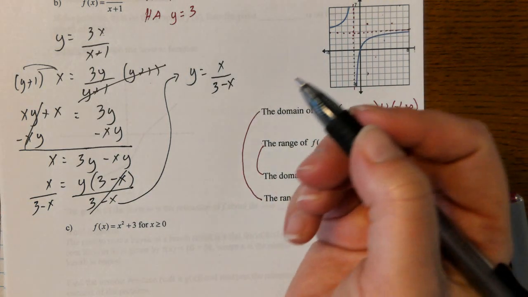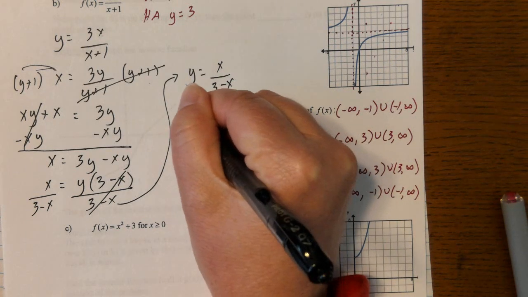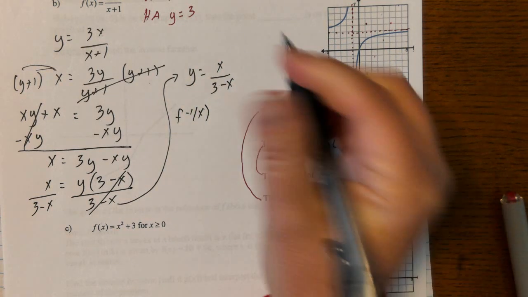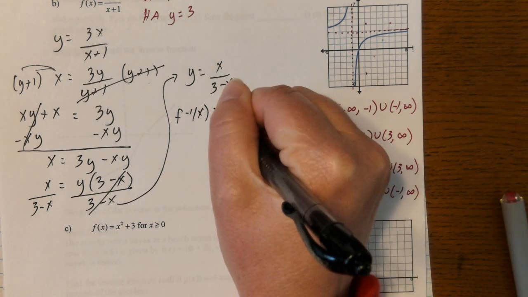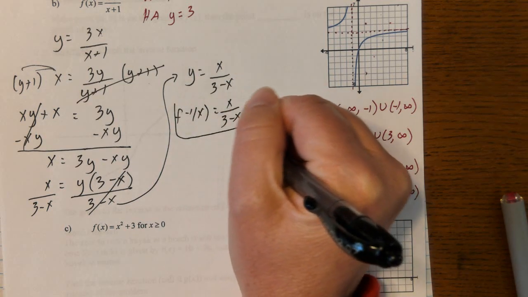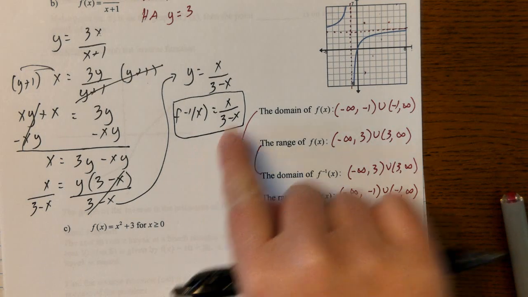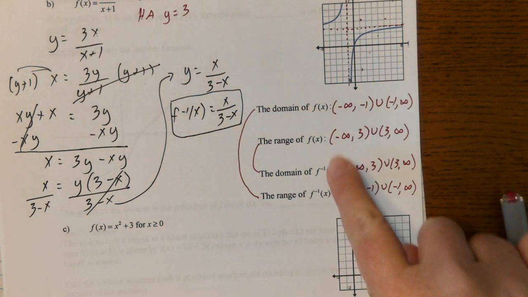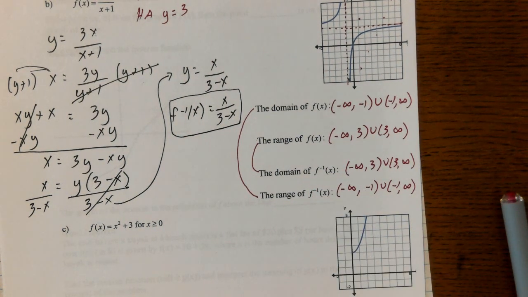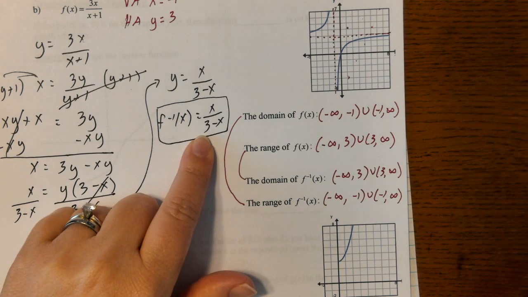And then our last step is always, instead of y, use the inverse notation. So f inverse equals x over 3 minus x. Okay, so that's our inverse function right there. If I graph this right over here, it should have the domain and range that we predicted. Okay, well, this is another rational function.